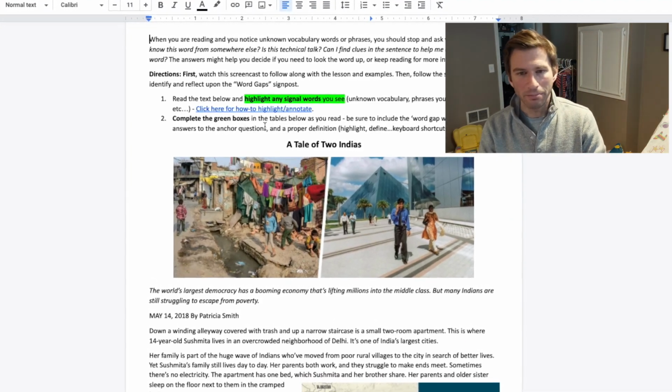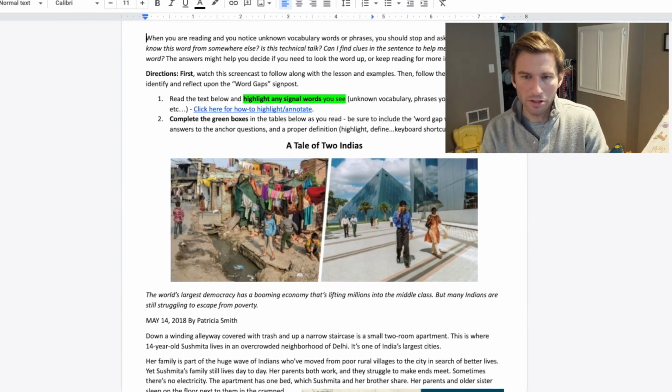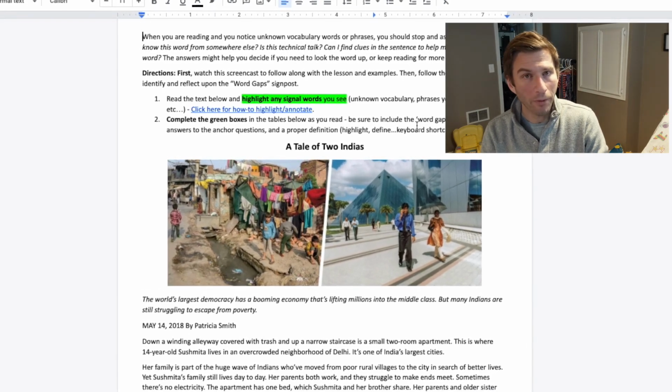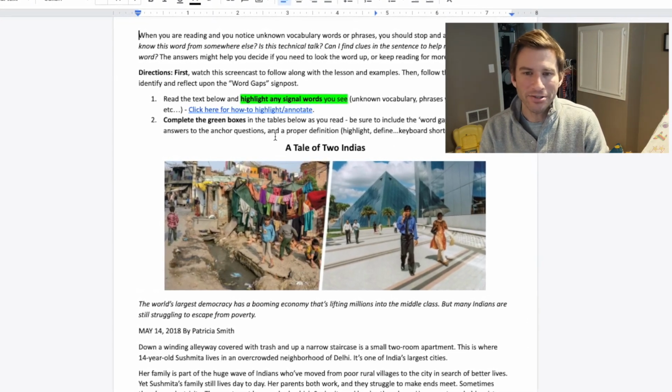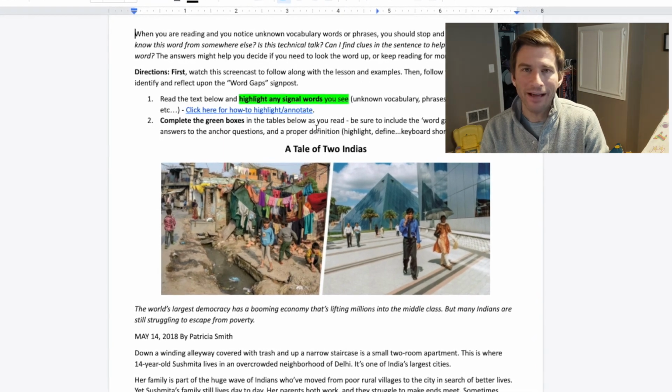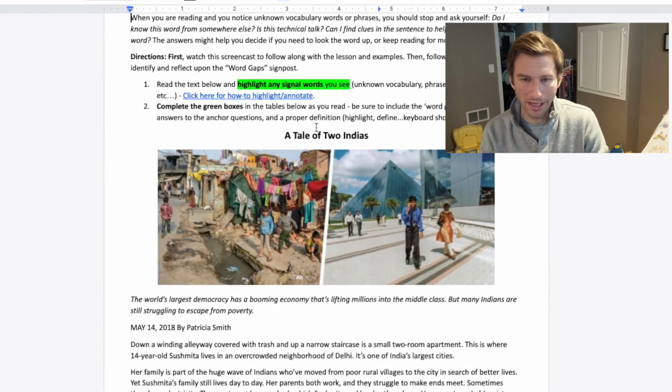And then complete the green boxes in the tables below as you read. Be sure to include the word gap word in your answers to the anchor question and a proper definition. And I'll show you how to find that proper definition.